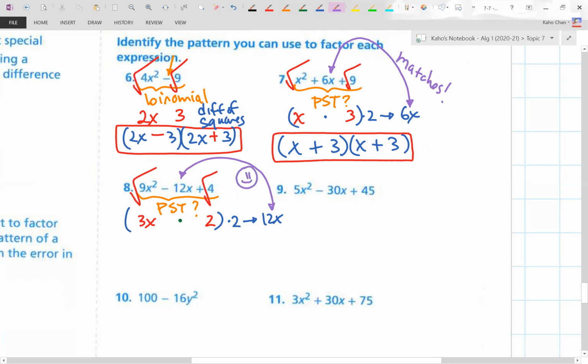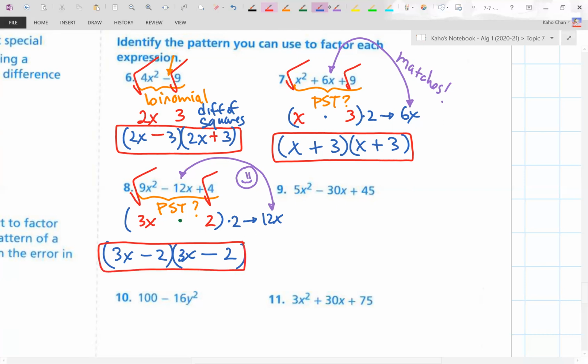So this is a PST. But this time it's minus minus. And there's your answer. And you can group them together. I forgot to put that too. You can group number 7 as well. So I'll put that too. Okay.